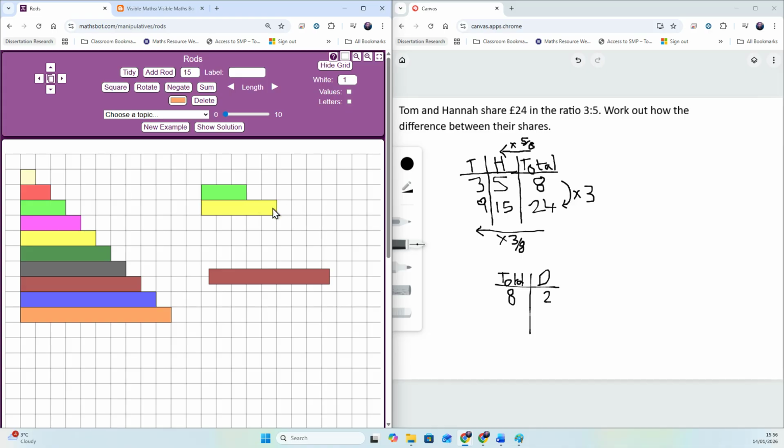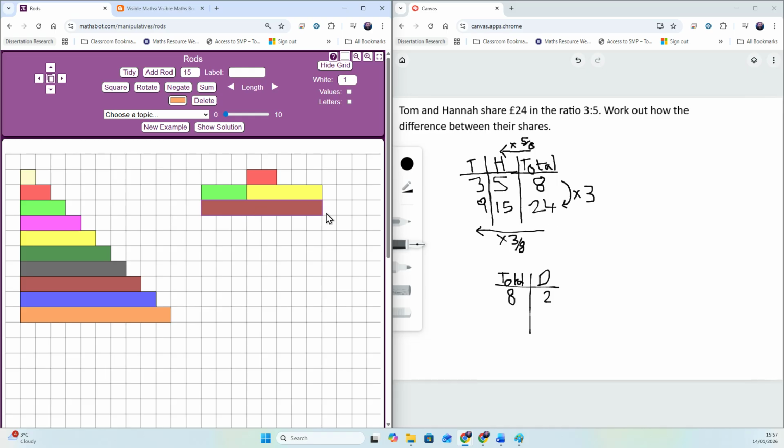The idea that if we have the bar model like this, we can see that physical gap, or that difference of 2 between the 2 shares. Or even if we have it set up like this, we can see it here. Look, here's Tom's share. Here's also Tom's share. Here's the difference between Tom's share and Hannah's share. So the difference here is 2.